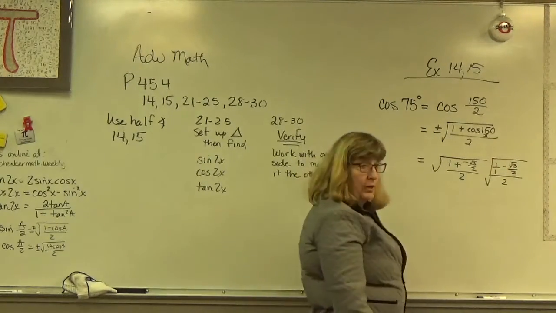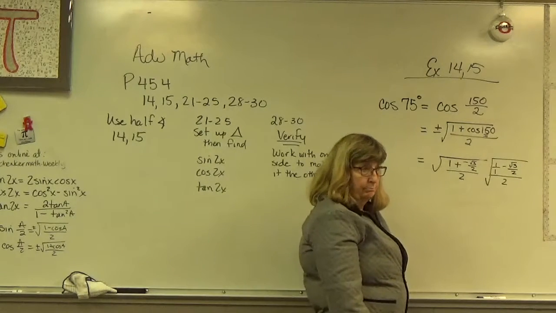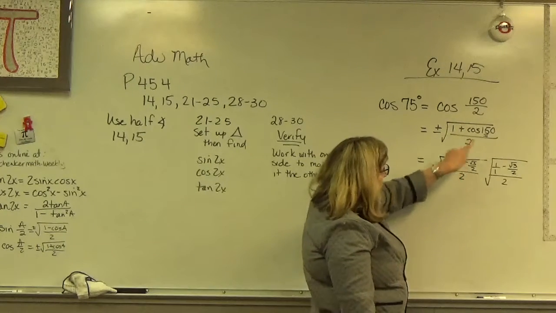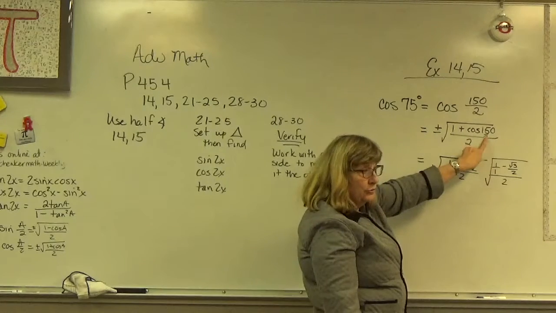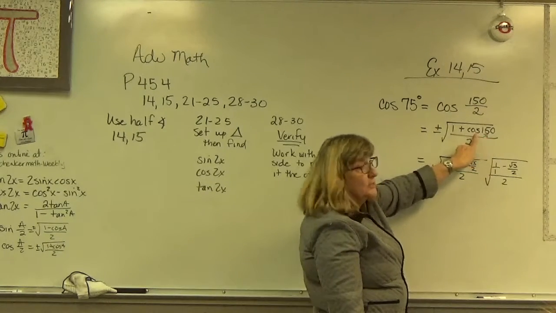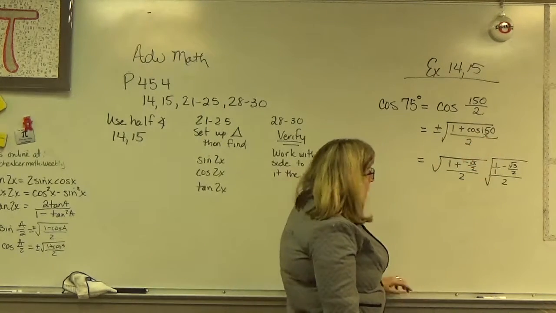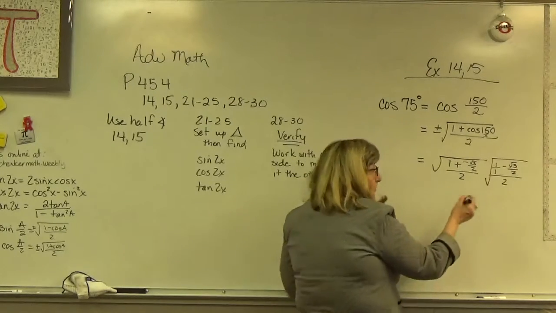All I did was rewrite it. Does everybody follow what I did? Where did we get the negative on the square root of 3/2? Because in the second quadrant, the cosine is negative, that's where it came from. Now, you guys ready to butterfly?